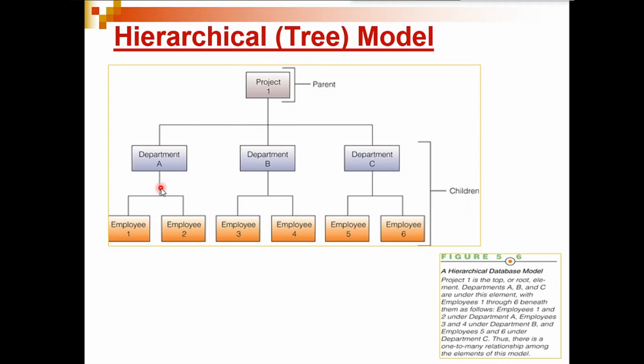Okay. So you are having three departments. If you take department one, you are having two employees. Here employee 1 and 2 belong to department A, employee 5 and 6 belong to department C. So now what do you understand from this diagram?